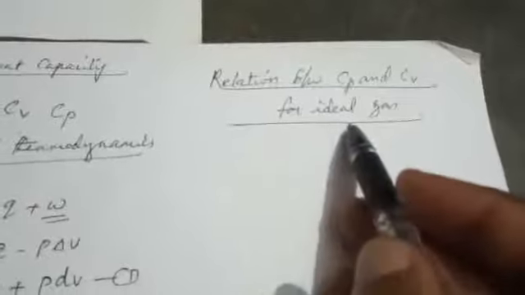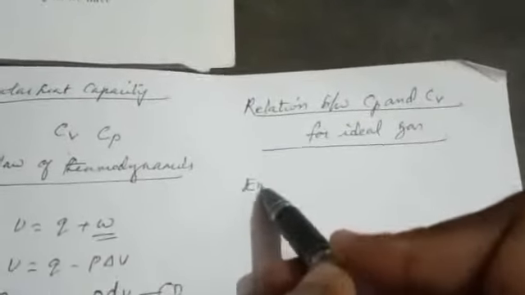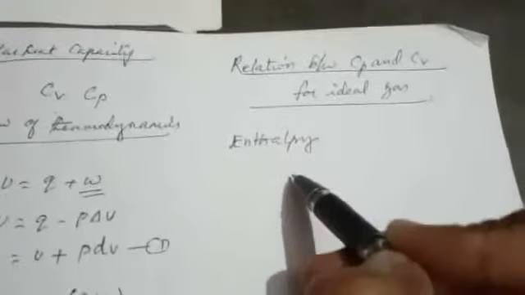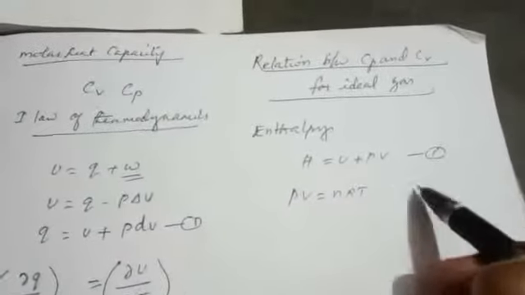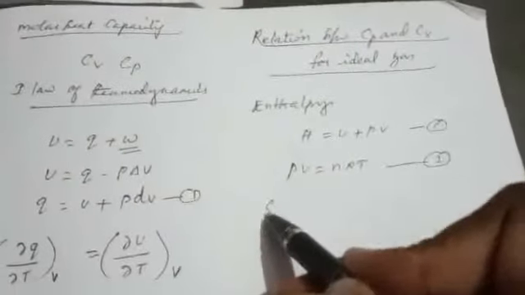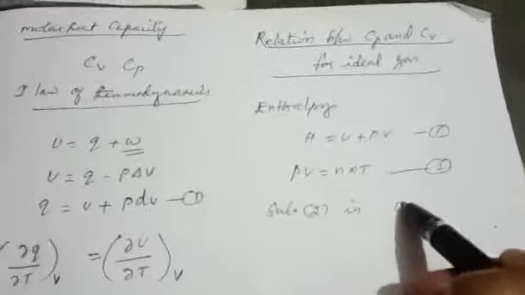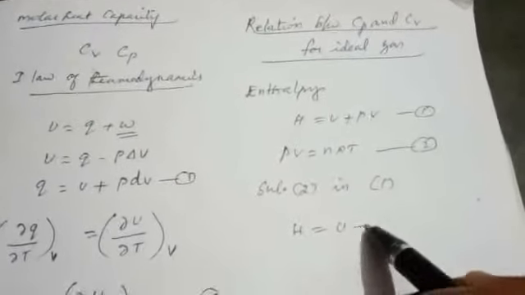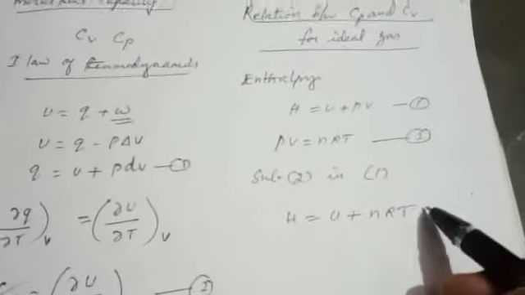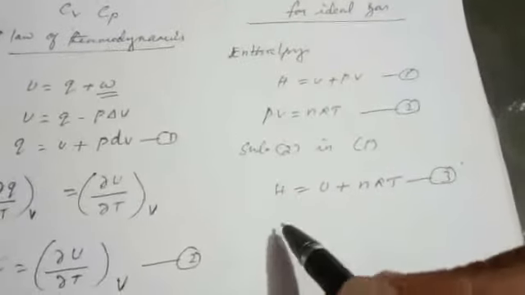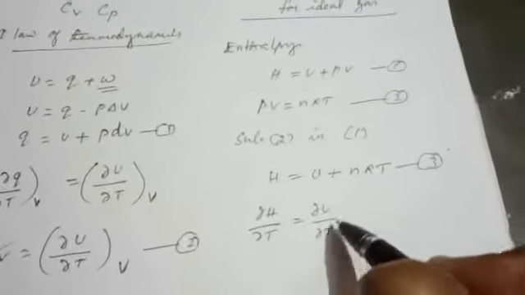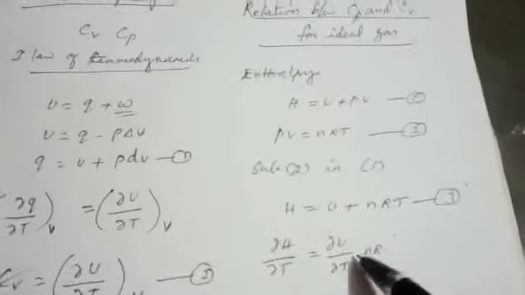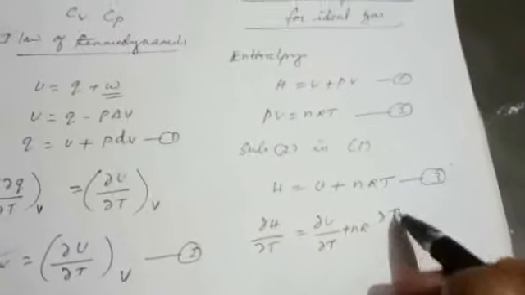Relationship between Cp and Cv for ideal gases. First, enthalpy definition: H equal to U plus PV. Equation number 1. For 1 mole of ideal gas, PV is equal to nRT. Equation number 2. Equation 2 substituted in equation 1: H is equal to U plus nRT. Equation 3. Differentiating, delta H divided by delta T equals delta U divided by delta T plus nR delta T divided by delta T.